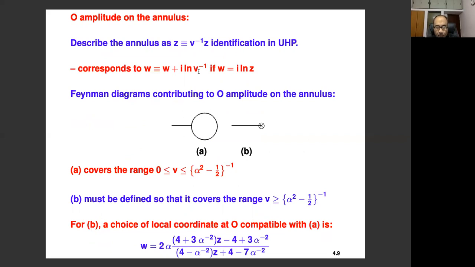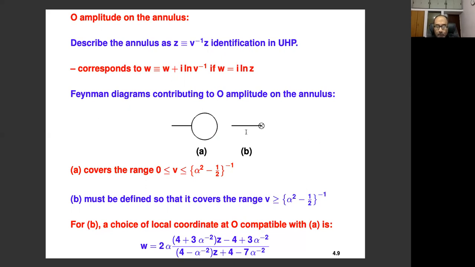And it's a simple exercise to show that this diagram covers this range. This gives an identification in the z plane, but you have to diagonalize this somehow and bring it into this form, which can be done. By doing that, you find that diagram A covers this range. So diagram B must cover the rest. So this should include integration over V in the range V larger than alpha square minus half inverse. Here, of course, the upper limit is 1.